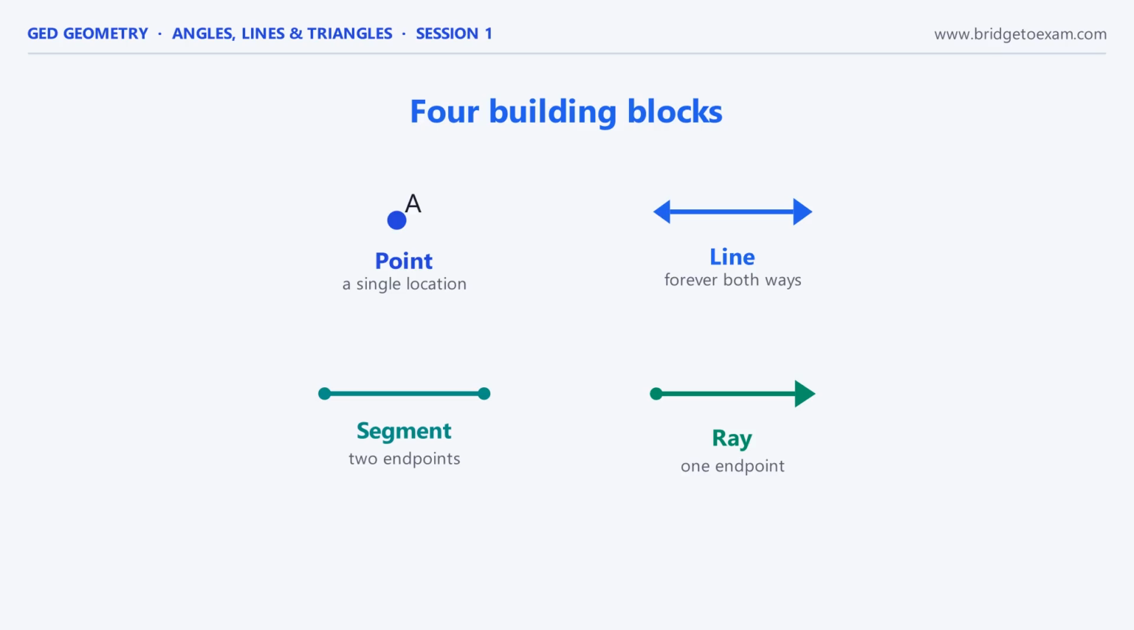First, a point. A point simply marks a single location, and it has no size at all. We just draw a dot and label it with a capital letter. Next, a line. A line is perfectly straight and runs forever in both directions, so we draw an arrowhead on each end to show it never stops. A line segment is the part of a line between 2 endpoints. It has a definite start and a definite finish, marked by a dot at each end. And finally, a ray. A ray starts at one endpoint and shoots off forever in a single direction, so it has an arrowhead on only one side. A flashlight beam is a good picture of a ray.